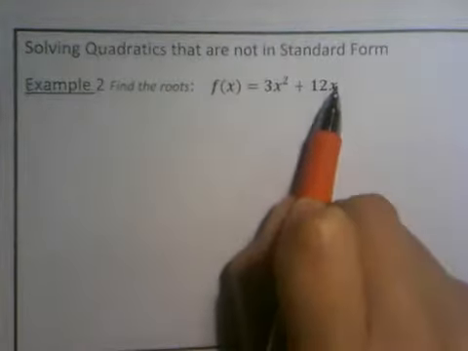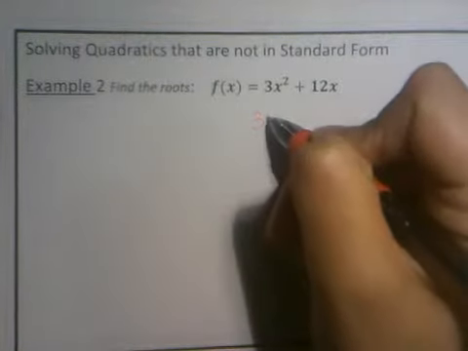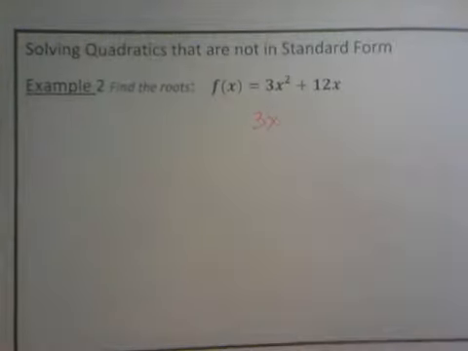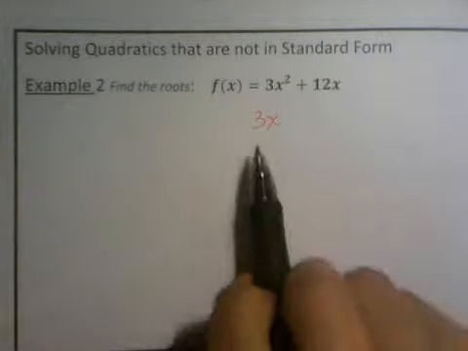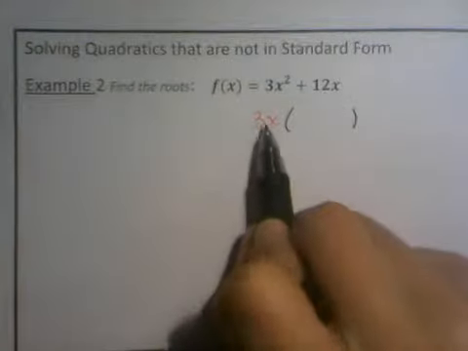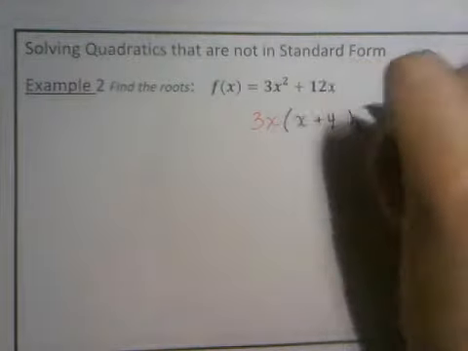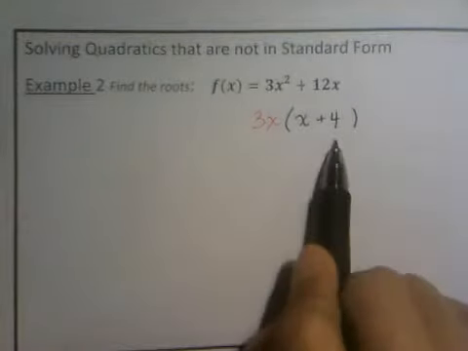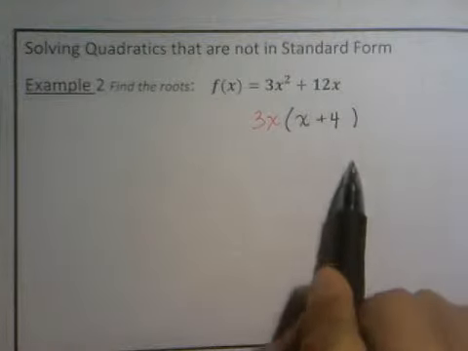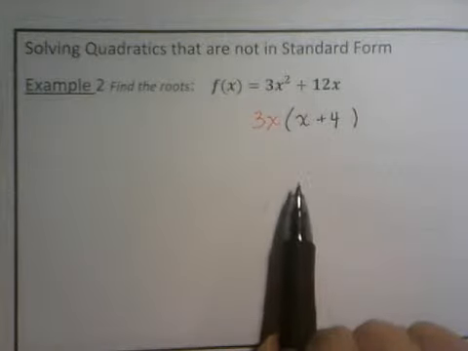Because both of these terms are divisible by 3, and both of these terms are divisible by x, you can pull out an x. And when you can pull out these 2 terms, in other words, I can rewrite this function as 3x times x plus 4. This is actually a factored form, just like using the snowflake method would find factored form. This is factored form itself.